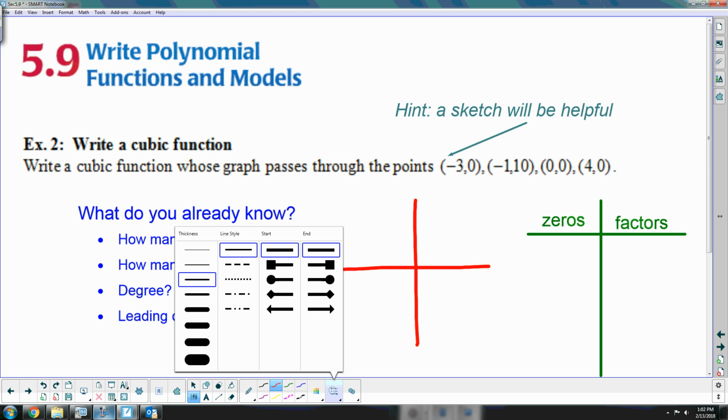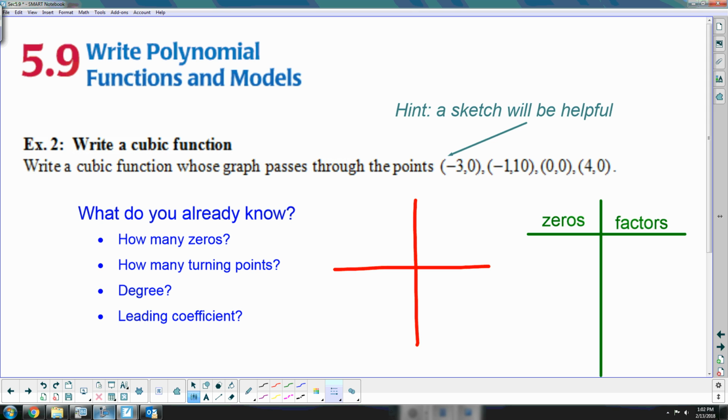So here's our coordinate plane. We know it passes through (-3, 0), (-1, 10), so somewhere up here, (0, 0), and (4, 0). So if it passes through these points, here's what our graph will look like. Probably something like this. Now, it's not going to be perfect, but it's going to be pretty close to that.